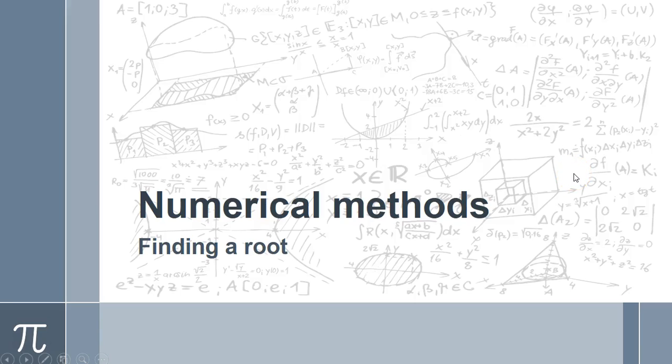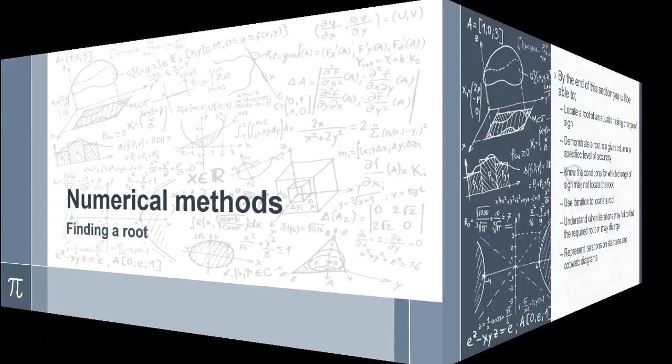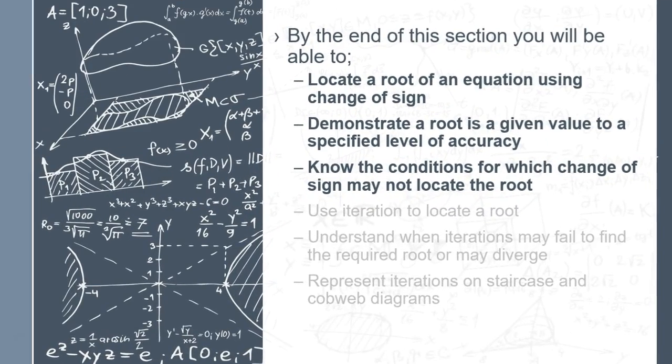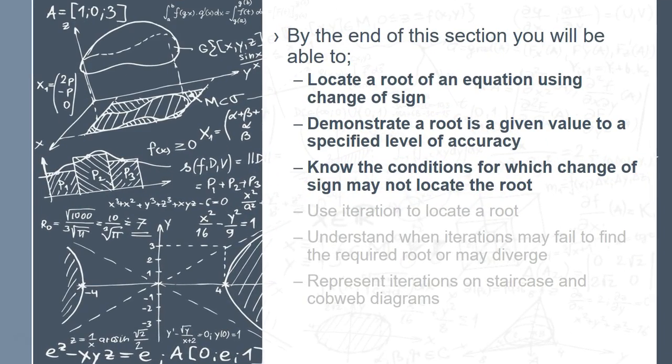Hi and welcome to this video on numerical methods. In this particular video we're just going to be looking at how we go about finding a root of an equation when algebraic methods aren't quite going to work for us. So what we've got to do is look at those first three things there. We're going to look at how we locate the root using a method called change of sign, and then we've got to look at how we get that to a particular degree of accuracy, and then finally we'll talk a little bit about when the method won't work or what particular issues we've got with it.